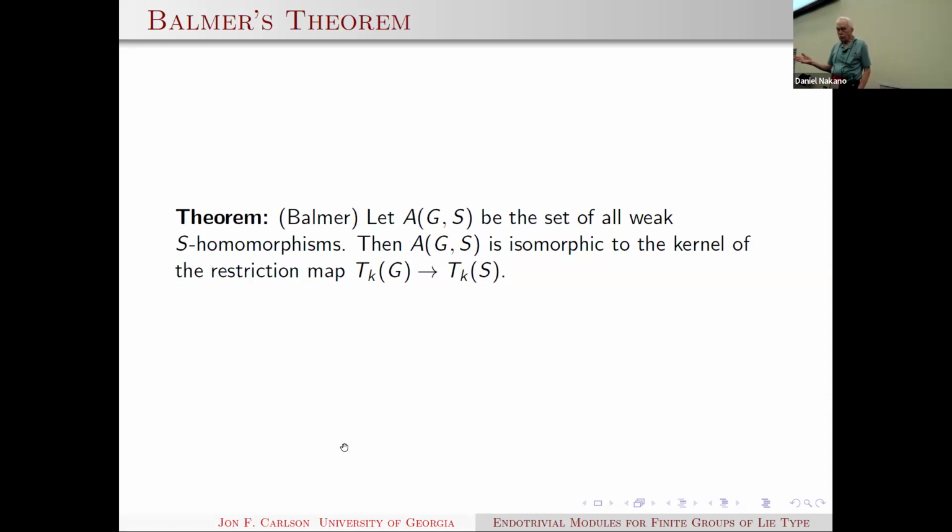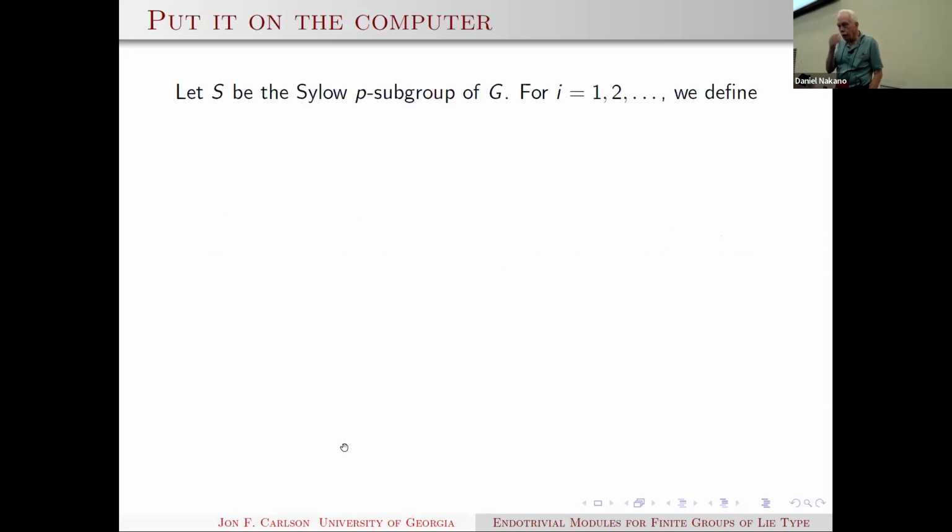Okay, so what does that say? It says that if you're looking to classify all these Sylow-trivial endotrivial modules, what you have to do is look for these weak S homomorphisms, and figure out when they're non-trivial or something like that. Well, here's what happened. The idea is to put it on the computer.